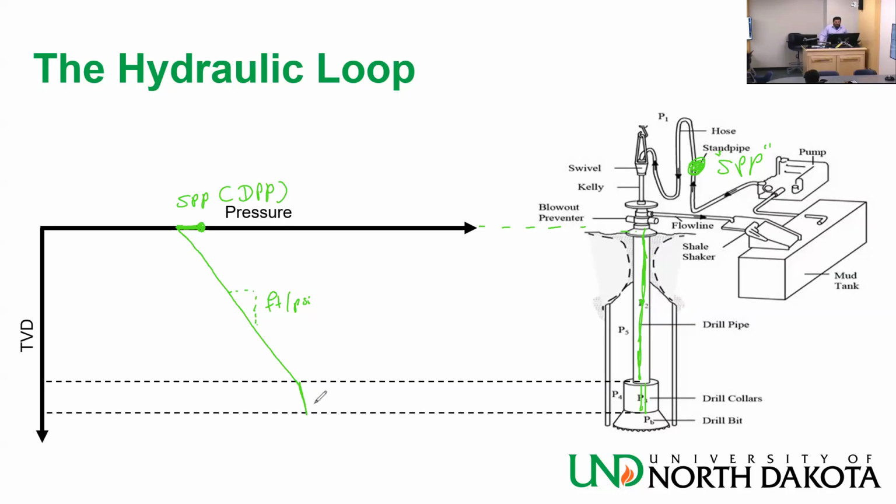Now I'm at the nozzles of the bit. The nozzles of the bit are very, very tiny, and I have a lot of frictional losses. It becomes even steeper. But we said no height, so I ignore the height of the bit. In the picture it has a height, and in real life it has a height.